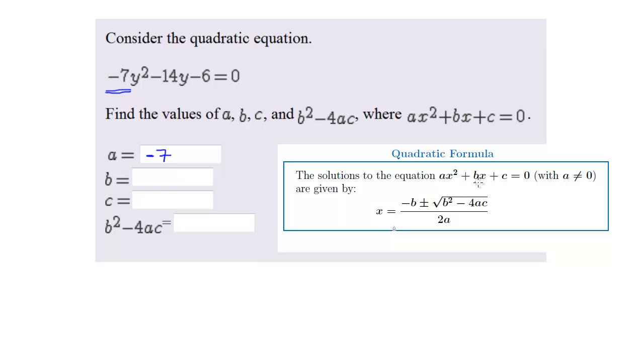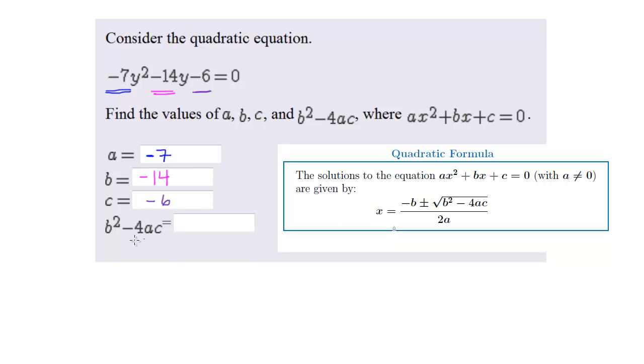b is our value that's on the x term. In this case, b is negative 14 on the y. And so our value for b is simply negative 14. And c is our constant term. And in this example, c is also a negative number. It's negative 6.